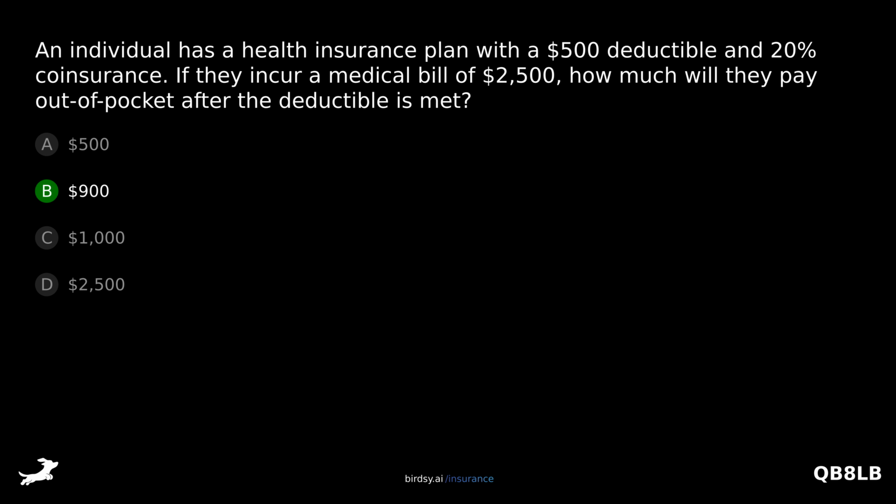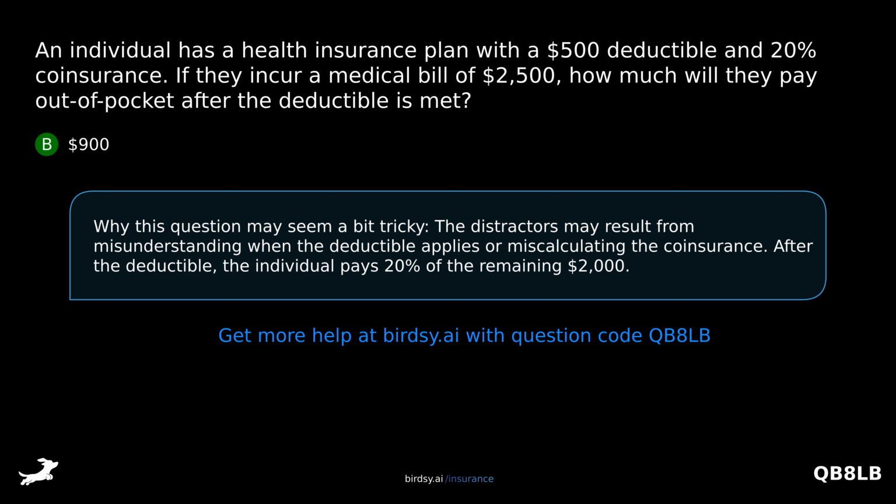Why this question may seem a bit tricky. The distractors may result from misunderstanding when the deductible applies or miscalculating the coinsurance. After the deductible, the individual pays 20% of the remaining $2,000.